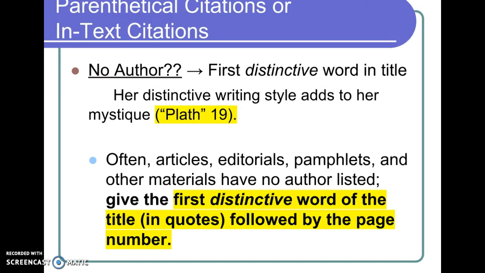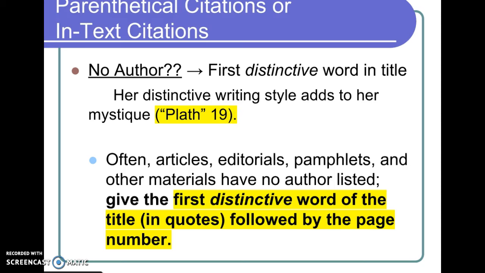If there is no author, what you do is you write the first distinctive word in the title. So let's say the title starts with the word Plath. And you see quotation marks here. There's going to be quotation marks around the first distinctive word in the title. So if the title begins with the word "the," that would not be a distinctive word to include here. You'd have a lot of citations with "the" as the first word, which is not useful. So the first distinctive word in quotations, the rest is the same, no P, just the page number and a period after. Okay?